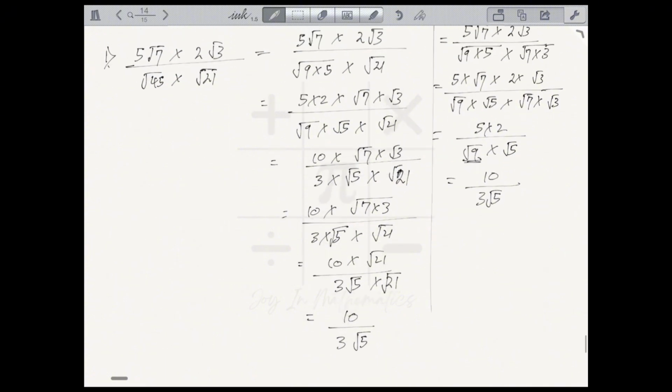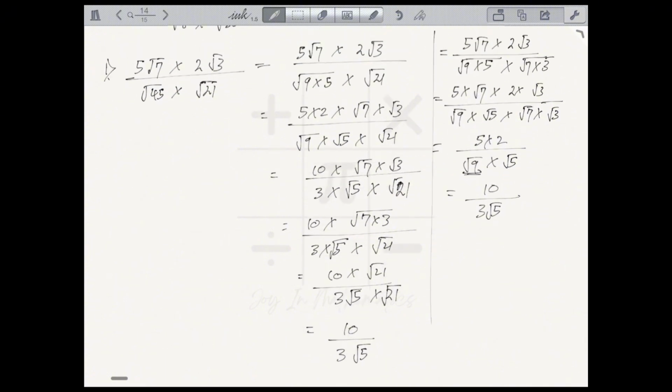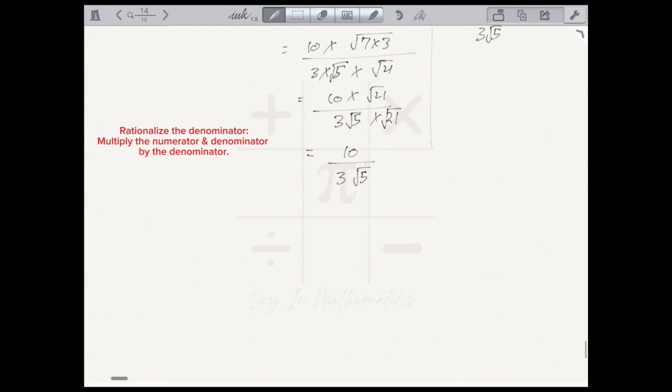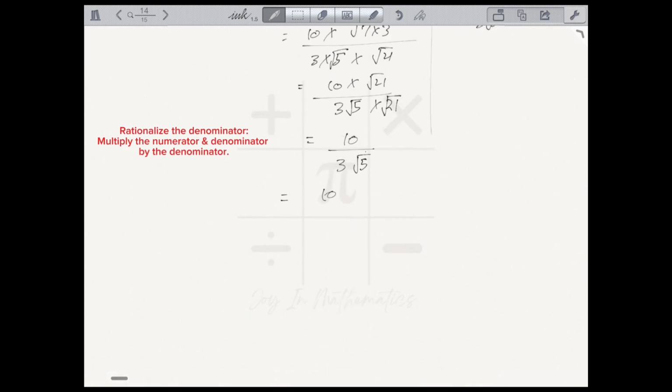So now we can see that this is not yet the final answer, because we have a surd expression at the denominator. That's root 5. We also have root 5. So what we are going to do now is to rationalize the denominator. So we continue with this, and to rationalize the denominator, we multiply the numerator and denominator by the surd in the denominator. So this will give 3 root 5.